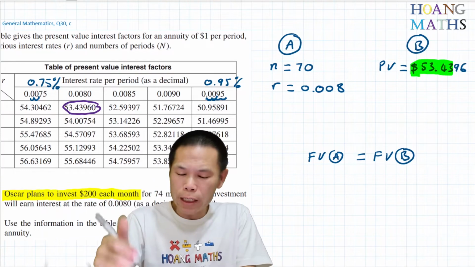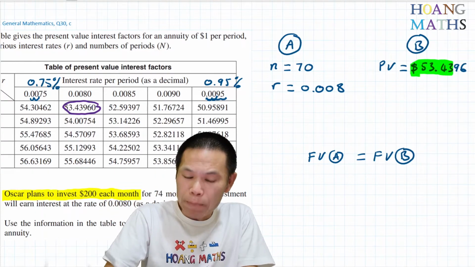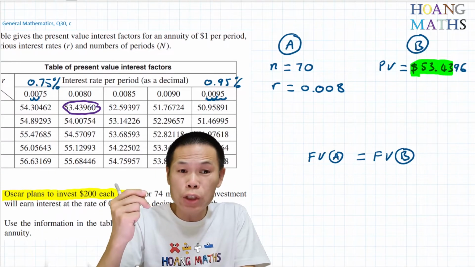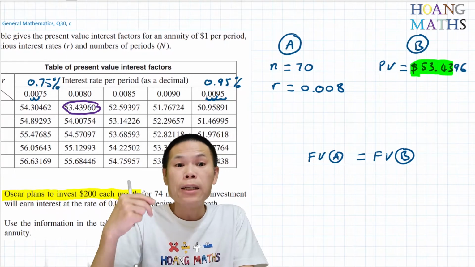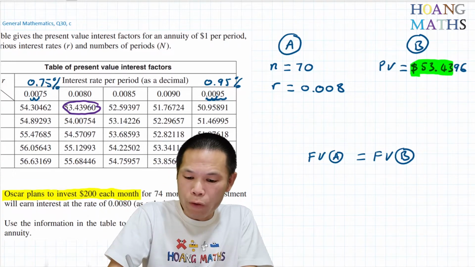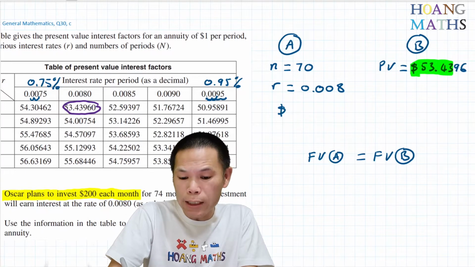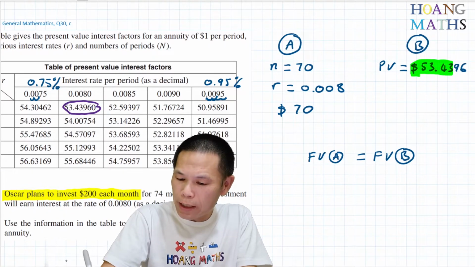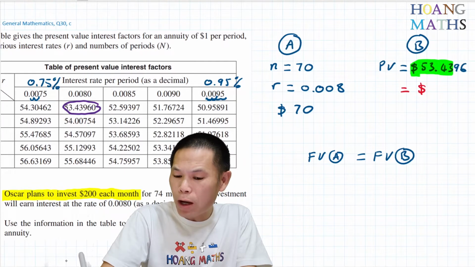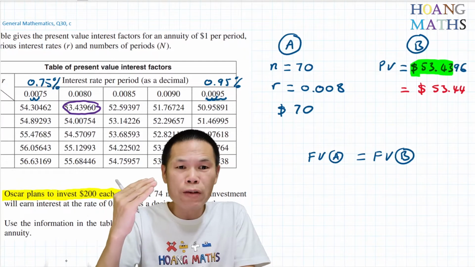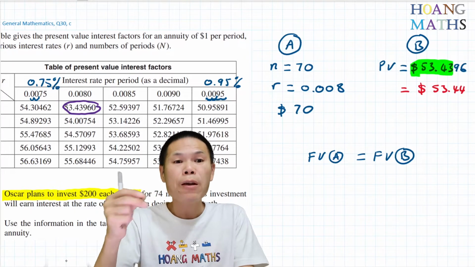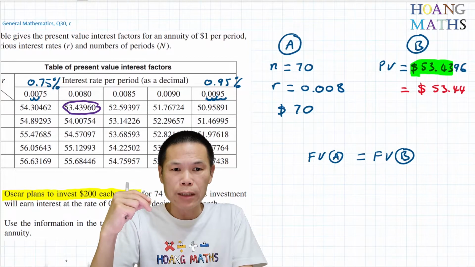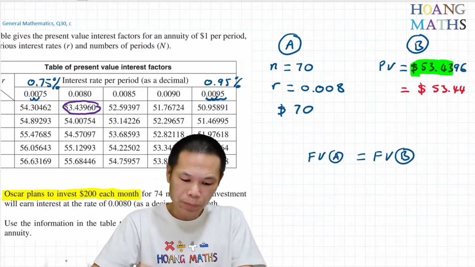And please note that for investment type A, because I make a regular contribution of $1 for the next 70 months, altogether I invest $70. Whereas for B, I just invest an amount of $53.44. And both investments will give me the same future value at the end of 70 months. Okay, so please keep that in mind.